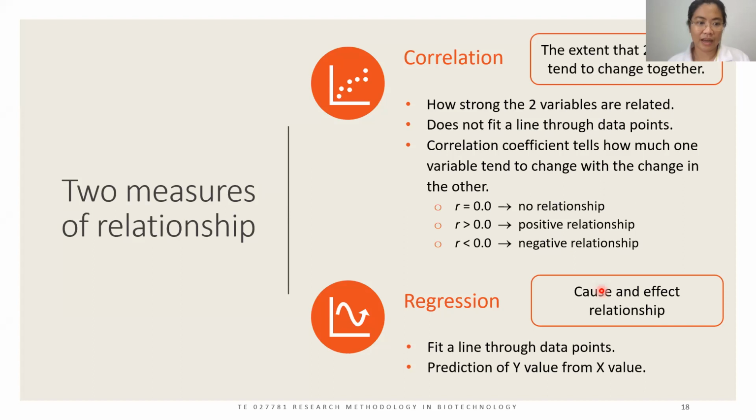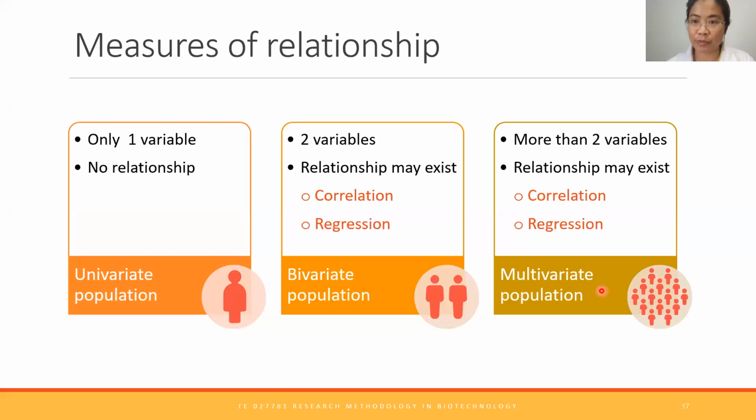Okay, let's see. In telling the relationship, there were two words. You probably see those two words, the word correlation and regression. For Thai students, when you open the dictionary, maybe the translation is similar.